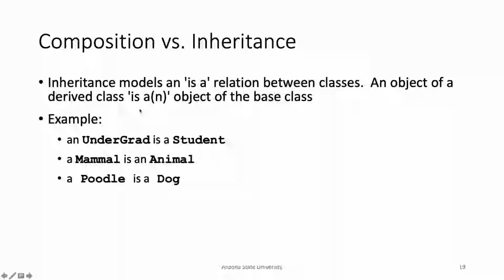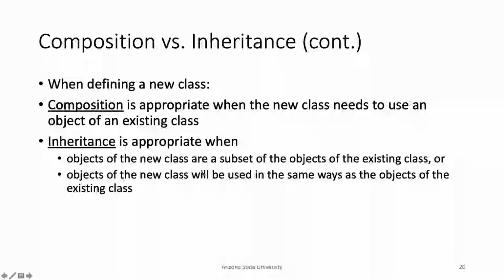So inheritance is an "is a" relationship. An undergrad is a student, but a student is not necessarily an undergrad. It could be a grad student. This is basically the other things that I was saying before. So a mammal is an animal, and not the other way around. A poodle is a dog, and not the other way around.